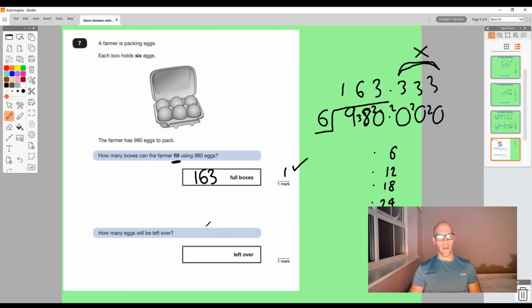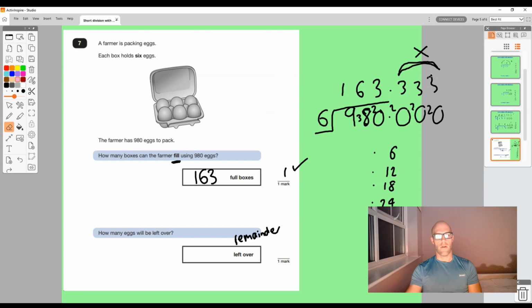Well done, me. How many eggs will be left over? So we've got 163.333333. So we could do just a normal remainder here. It's actually asking you for a normal remainder. We can't say and a third of a box. Well, you could have the number sense to understand that a third of a box will be 2, but it's looking for you to calculate a normal remainder here.